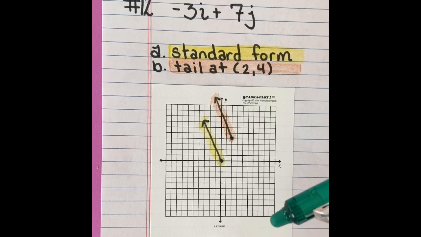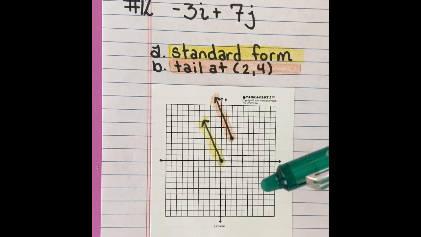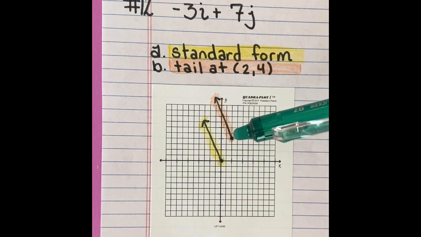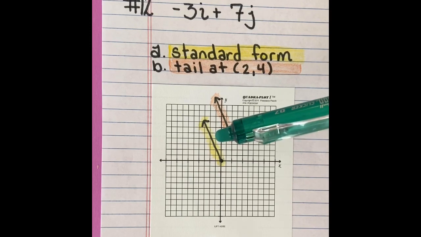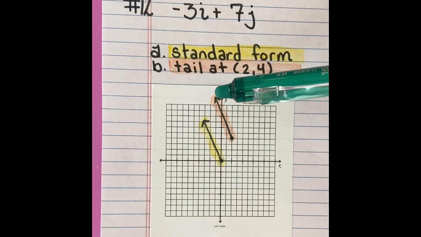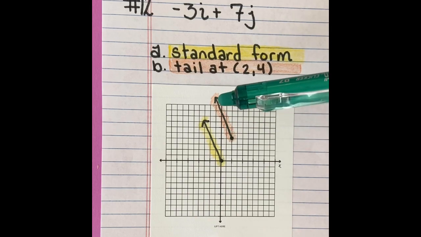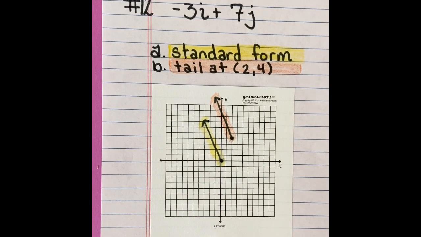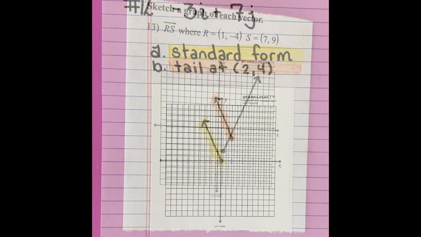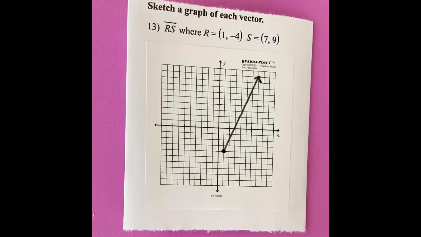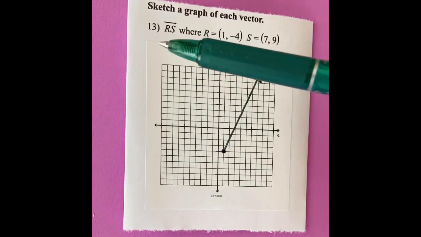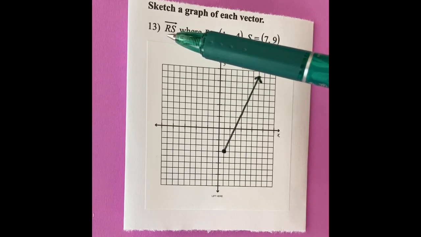If we would like the vector to start at (2, 4), I plot the point (2, 4). From this point, move left 3, up 7, put an arrow, connect, and we've drawn the vector with a tail at (2, 4). To graph this vector, R comes first, so R will be the tail.